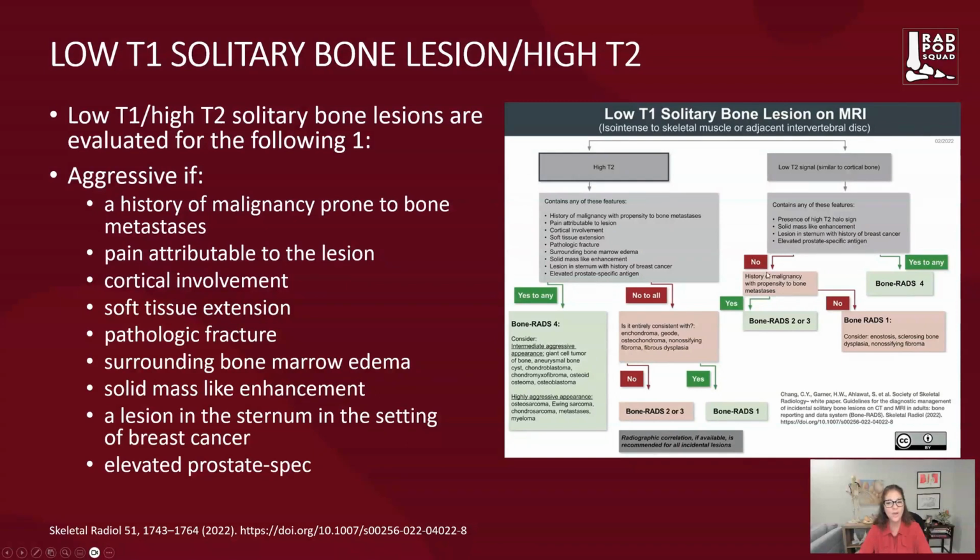And if no is the answer, again, we'll check again. Do you have a history of malignancy that would be prone to go to bone? If your answer is yes, then we will further work up the lesion. We'll either do a post-contrast or an in and out of phase, or we'll go on to survey and follow you over time. If there's no history, then you go to bone RADS 1, you're a benign lesion.